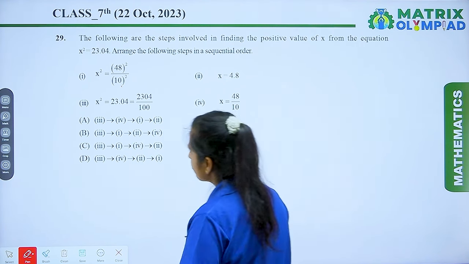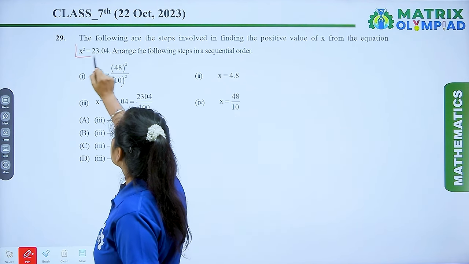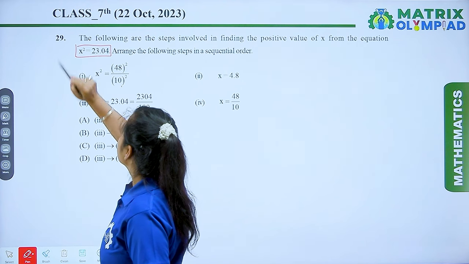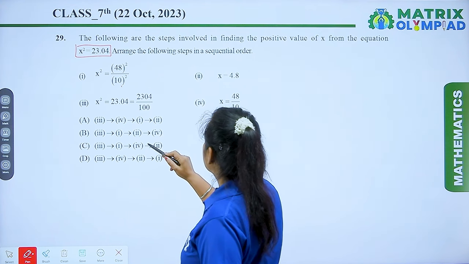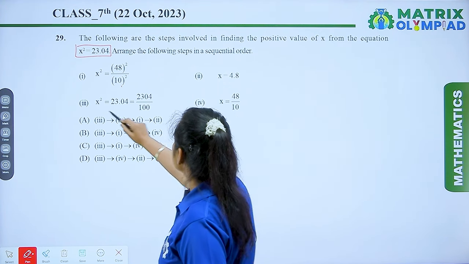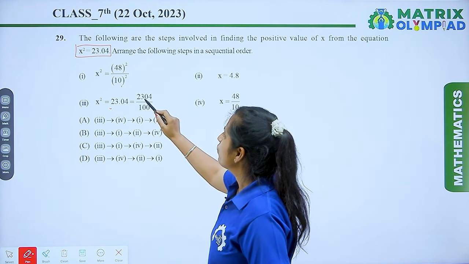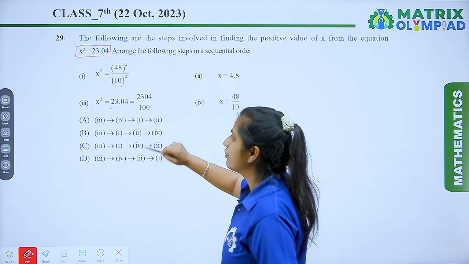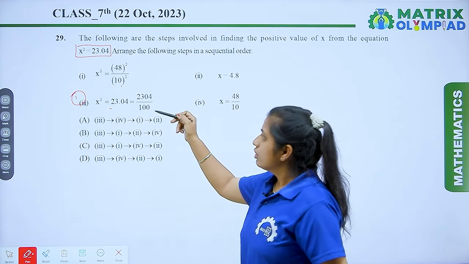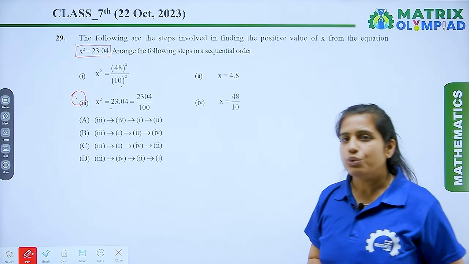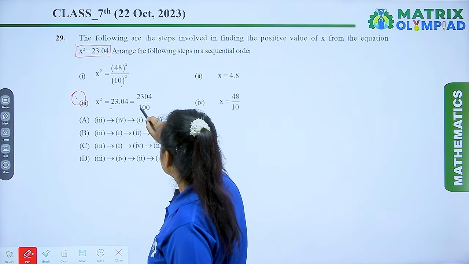Now here we are given x square equal to 23.04. The first step will be x square equal to 23.04 is equal to 2304 divided by 100. So in the first step, we are going to convert this decimal number into fraction. So here the first step we have found.